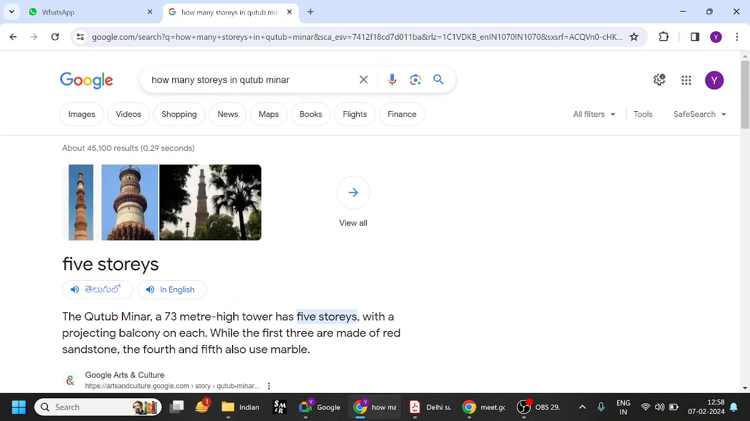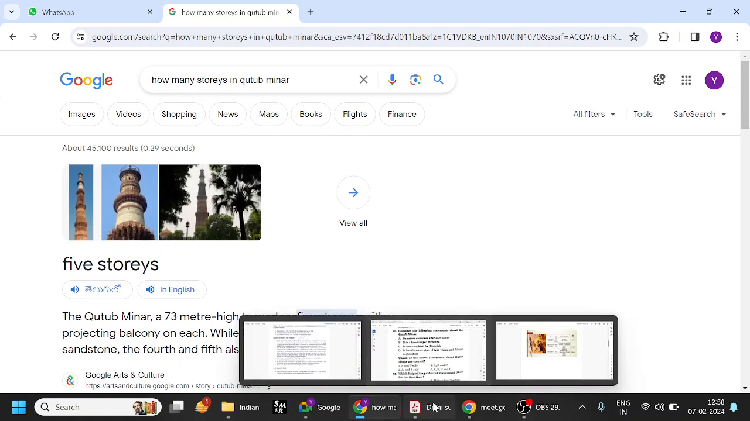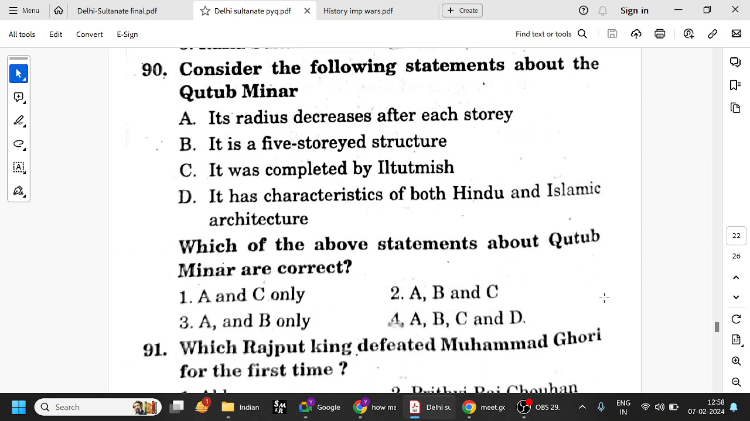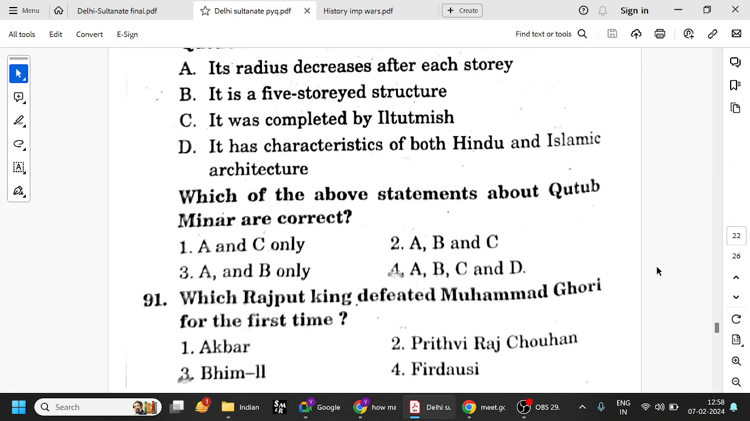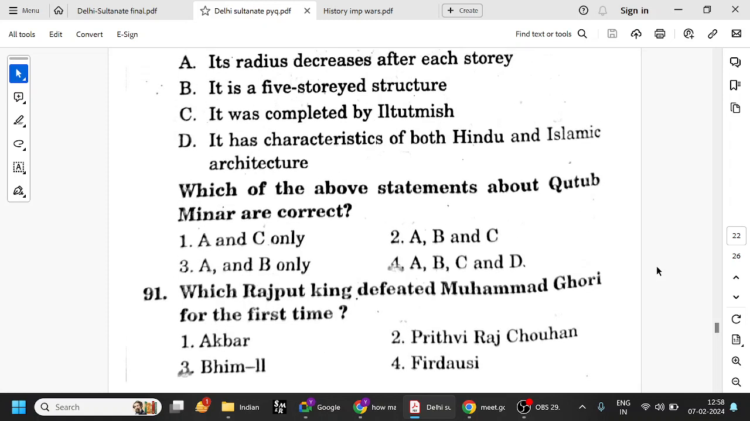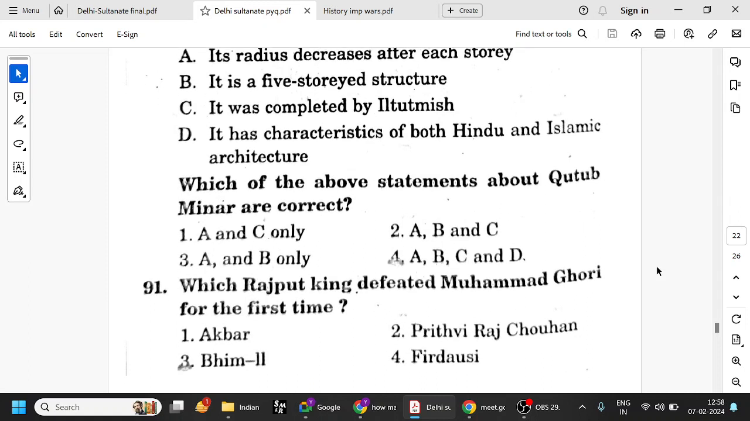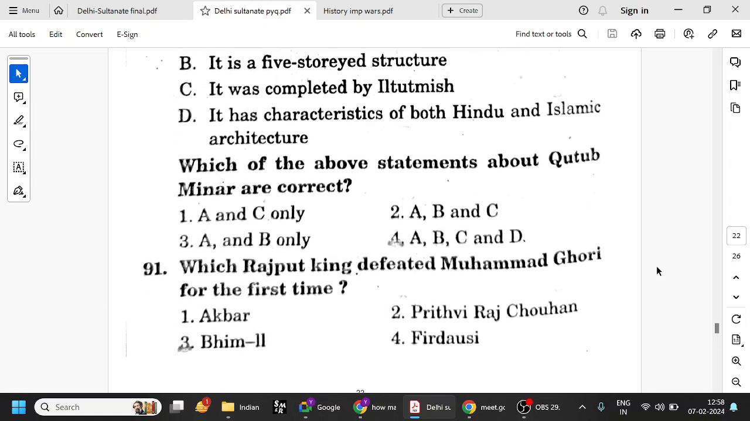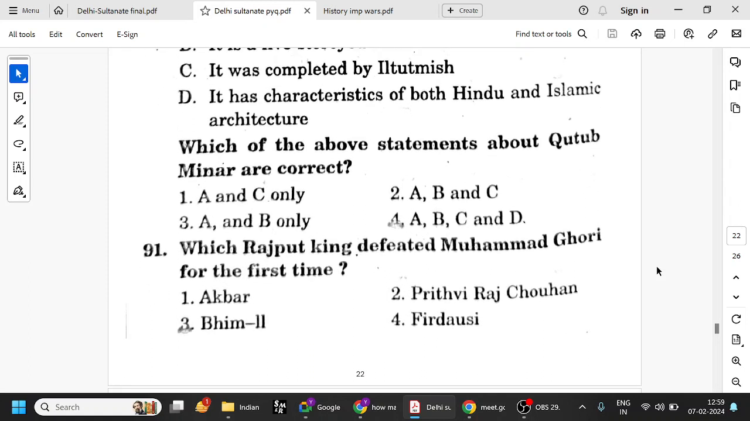It is true. Qutub Minar is 73 meters high and has five stories. Remember that. And it is made of red sandstone. And the fourth and fifth also use marble. You can see some marble there also. And it has both Hindu and Islamic features. You can see the bells and all. And nearby also you can see a lot of destroyed Hindu temples. If you see in the pictures also you can see. So they have used some part of the Hindu temple also. It has characteristics of both Hindu and Islamic architecture.